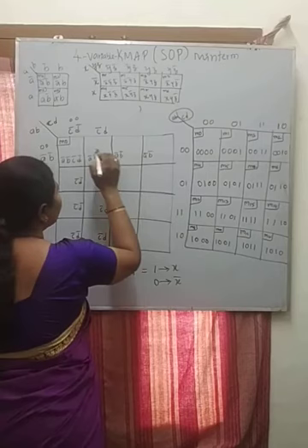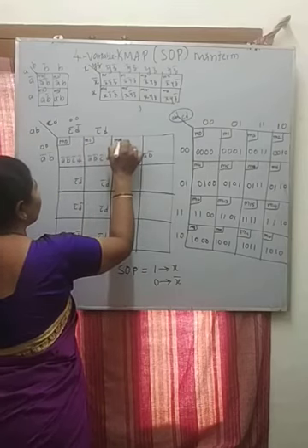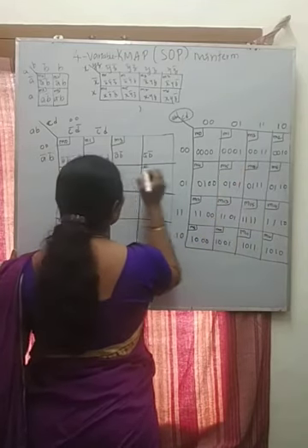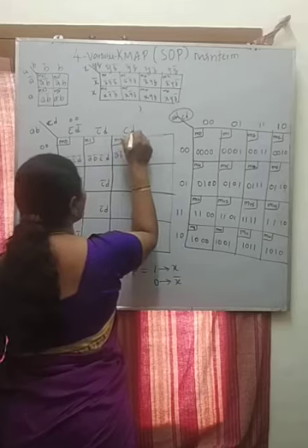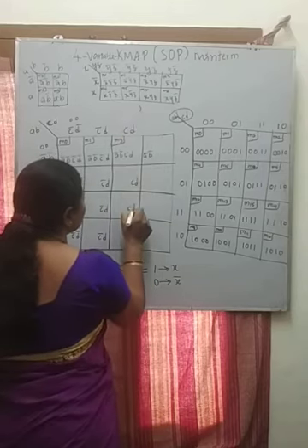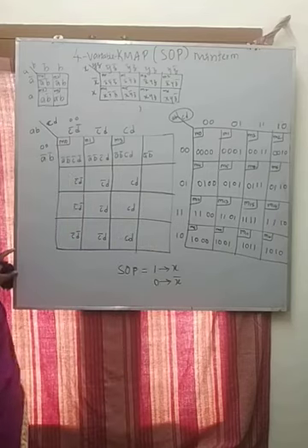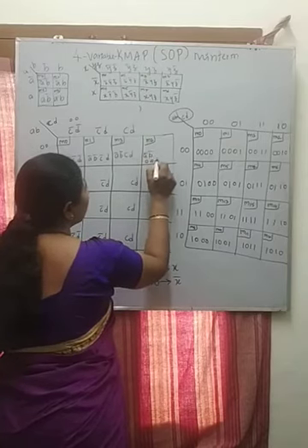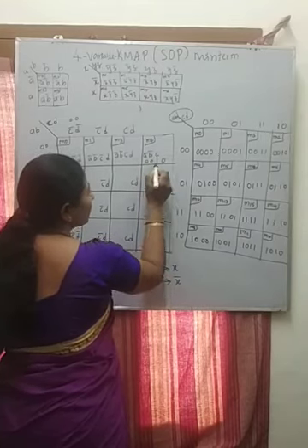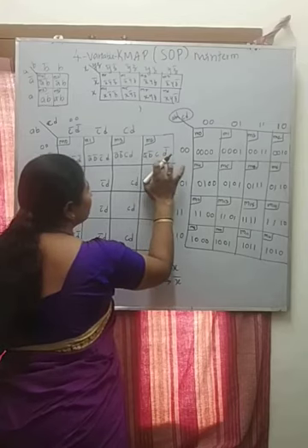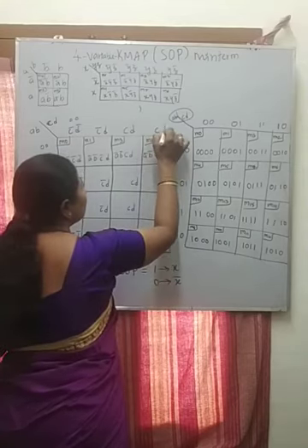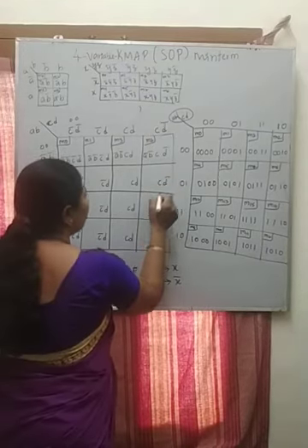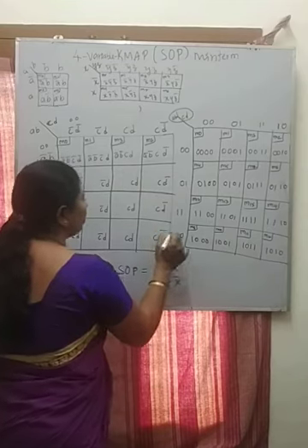Then how will I get M3? M3 is nothing but 0, 0, 1, 1. These two are uncomplemented, so it is CD. No complement. Here CD is common. Then here I need to get M2. M2 means 0, 0, 1, 0. 1 means C is uncomplemented, D is complemented, then C D complement. Here C D complement is common.